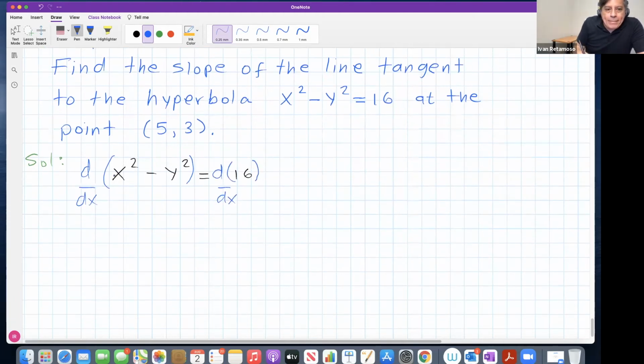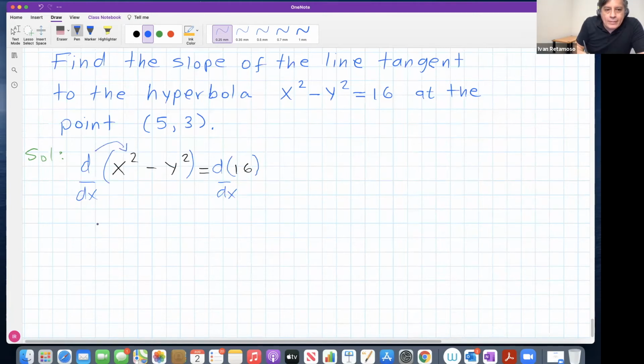And then, okay, if I take the derivative of this guy, that would be the derivative of x squared with respect to x. Let's write it out first. Minus the derivative of this component, the derivative of y squared with respect to x, equals the derivative of this constant function. We all know at this point, right? It's just 0. 0 is a very common form.